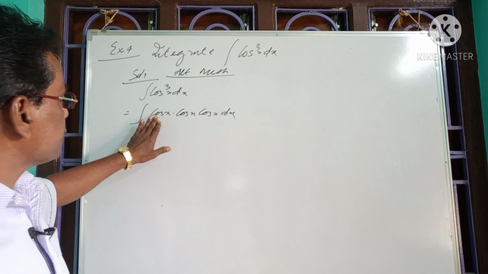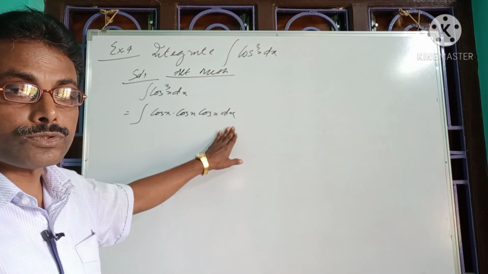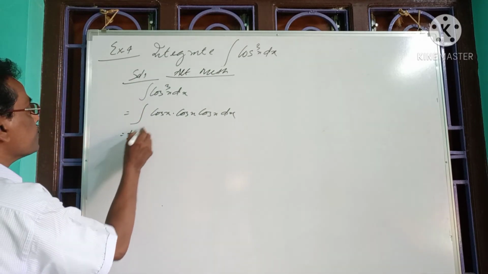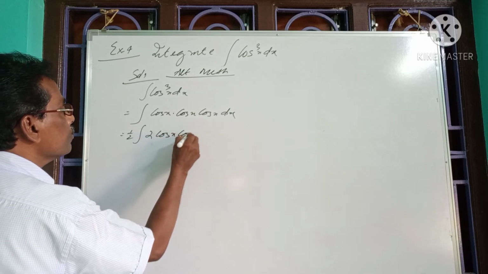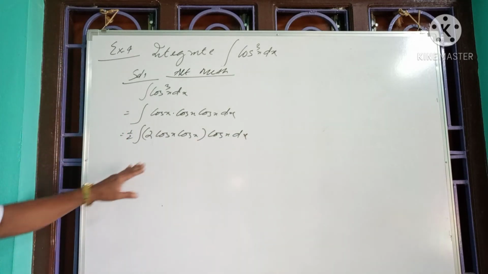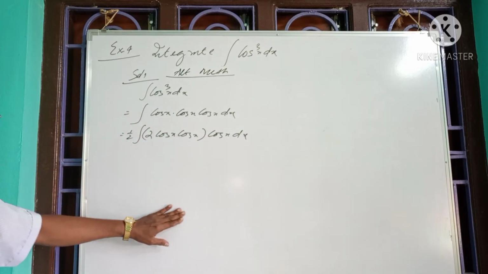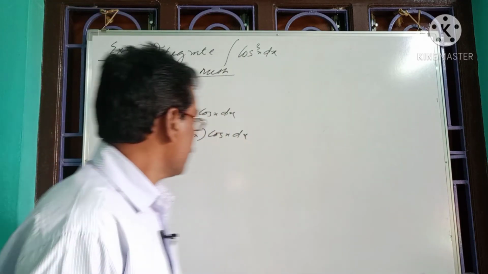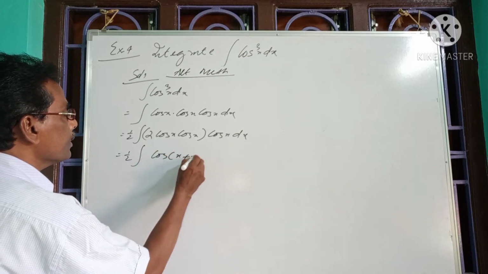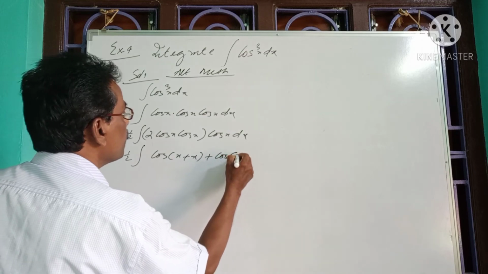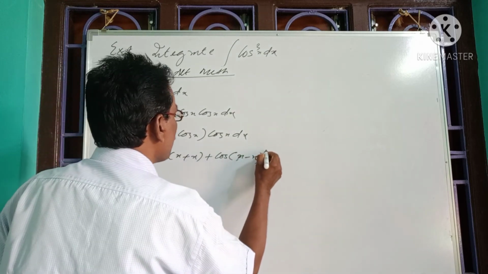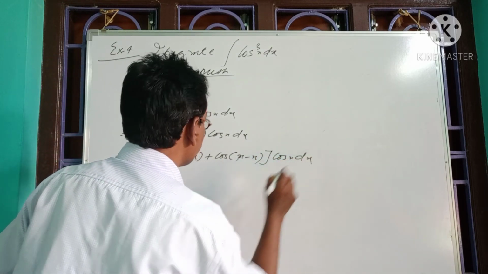Now here it is in the form of cos mx into cos nx into cos kx. So we have to collect two functions and multiply by half and 2. So it will give us half into the integration of 2 cos x into cos x into cos x with respect to x. So now the integrand transforms into 2 cos A into cos B. So 2 cos A into cos B is nothing but cos of A plus B plus cos of A minus B. So we have half into the integration of cos of A plus B plus cos of A minus B, that is cos of x minus x, whole into cos x with respect to x.